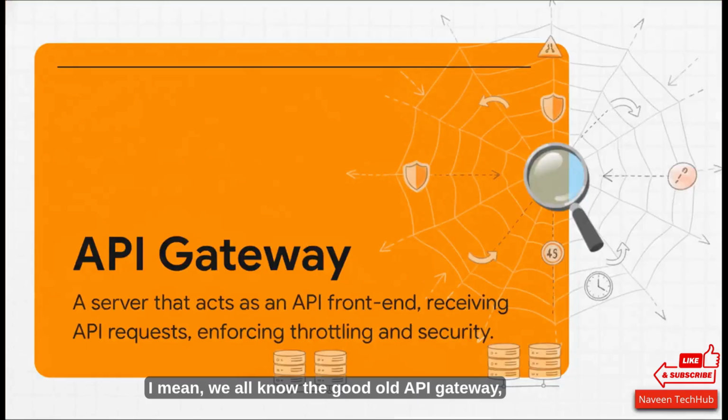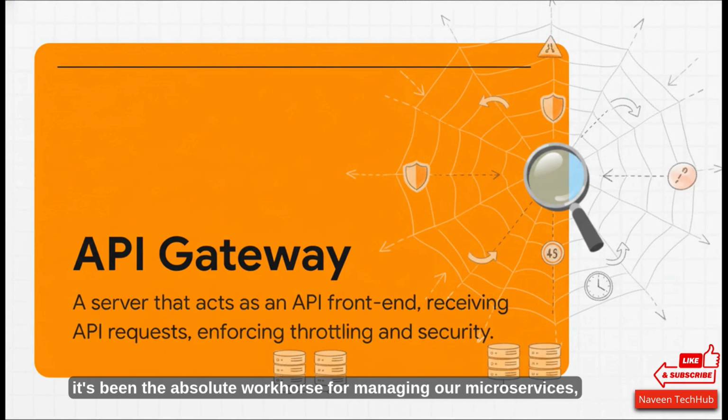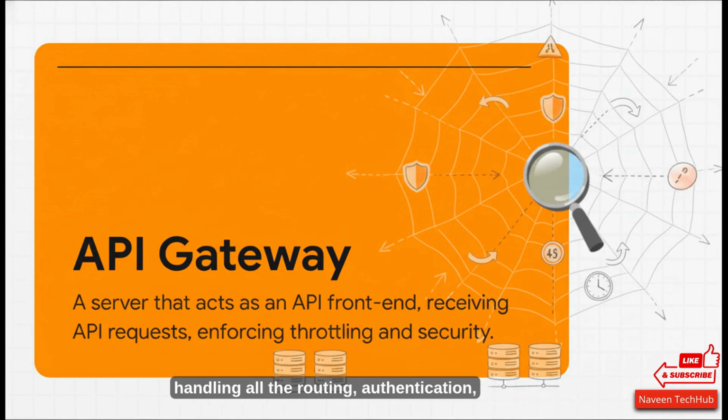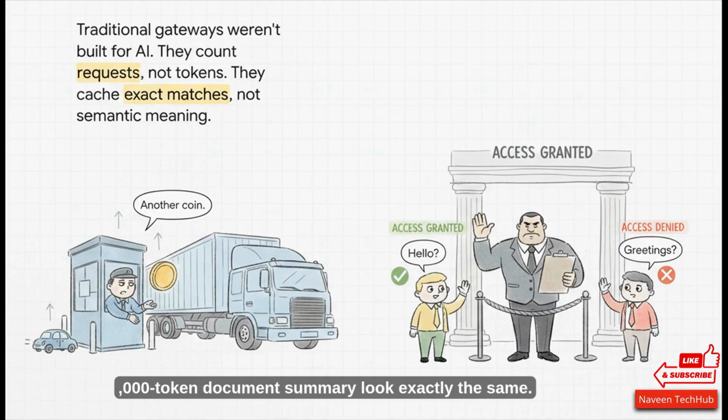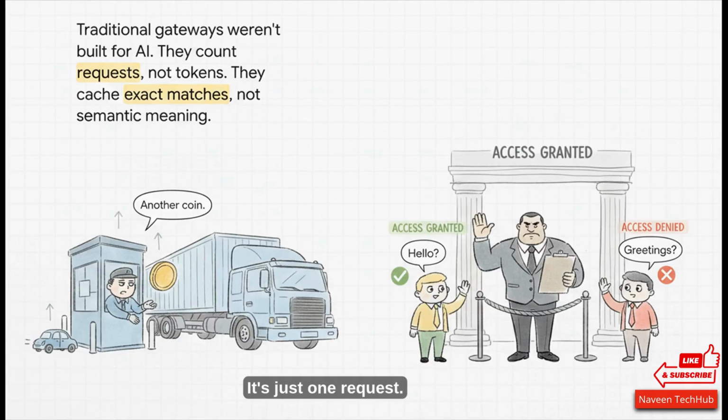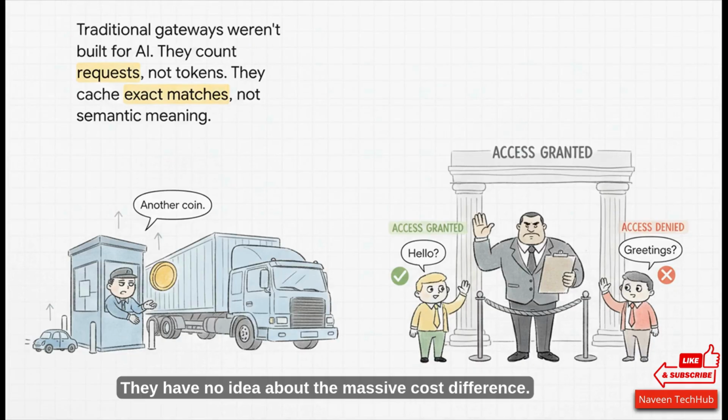Let's dig into why. We all know the good old API gateway, right? For years, it's been the absolute workhorse for managing our microservices, handling all the routing, authentication, and basic rate limiting. It's fantastic for standard web apps. But here's the massive catch. These gateways were never built for the weird, unique world of AI. To them, a tiny 50-token prompt and a gigantic 10,000-token document summary look exactly the same. It's just one request. They have no idea about the massive cost difference, and they definitely can't understand the meaning of a query, which, as you'll see, is a total deal breaker.